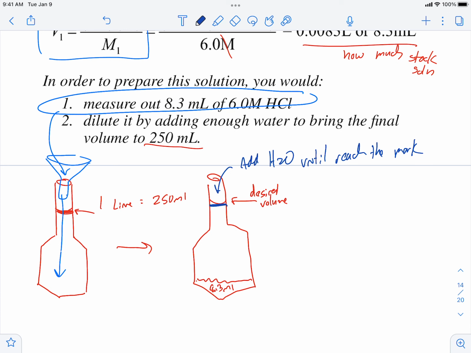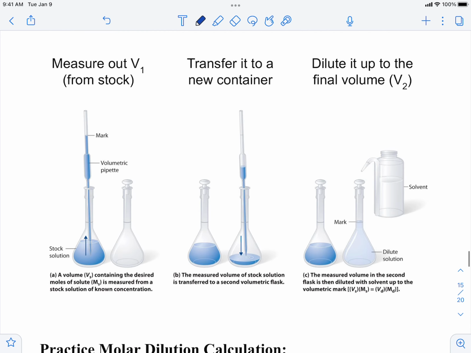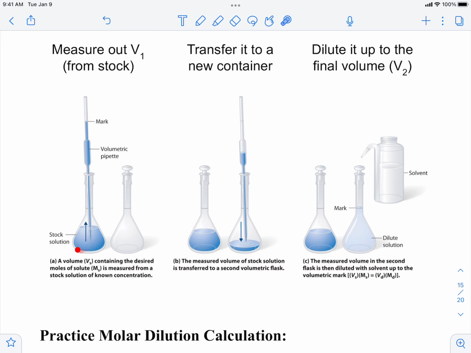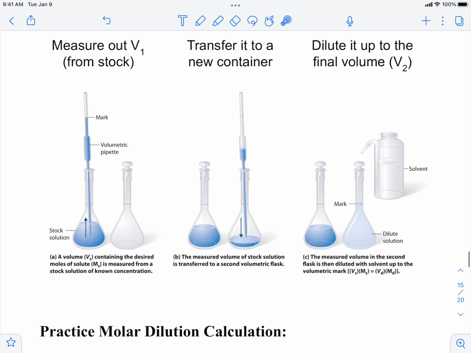Okay? All right, let's go over this. So here's another example. This is copper sulfate solution, the blue. What we'll do is measure the amount of the concentrated solution we need. Just pretend this is the 8.3 milliliters we talked about. We add it to another flask, and then we just add water. The important thing is you don't go past the line, because if you go past the line, your volume is greater than 250 milliliters, and then you have to start over. So just slow down and take your time, and then there, you've diluted a solution.